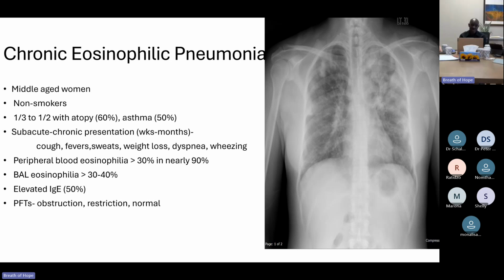And we clinicians need a high index of suspicion to make sure they are diagnosed correctly. If you look at it radiologically, it tends to be upper lobe predominant, and obviously in countries like South Africa or Sub-Saharan Africa, everybody would think that was TB related. The giveaway, of course, is that they tend to have peripheral blood eosinophilia of more than 30% in nearly 90% of cases. Also on the bronchoalveolar lavage, they will have eosinophilia of over 30 to 40%, with elevated IgE in 50% of cases. And pulmonary function tests will show evidence of mixed obstructive and restrictive patterns, or normal lung function.